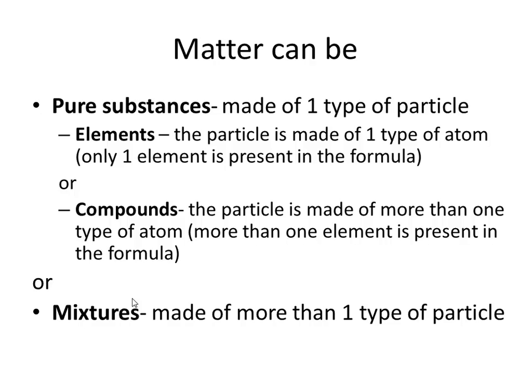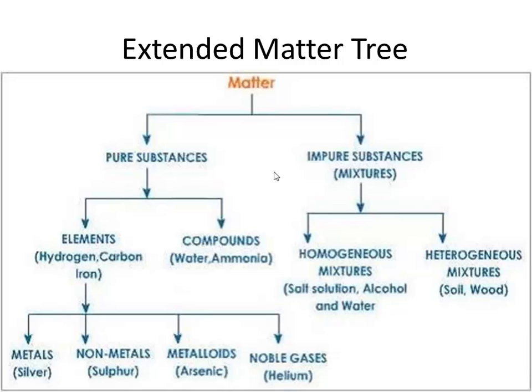All right. So a key thing is if you only see one element in the formula, that means it's an element. If it's more than one in the formula, it's going to be a compound. And I'll go through that more later, okay? So this is the matter tree. You guys don't have to copy this down, okay?